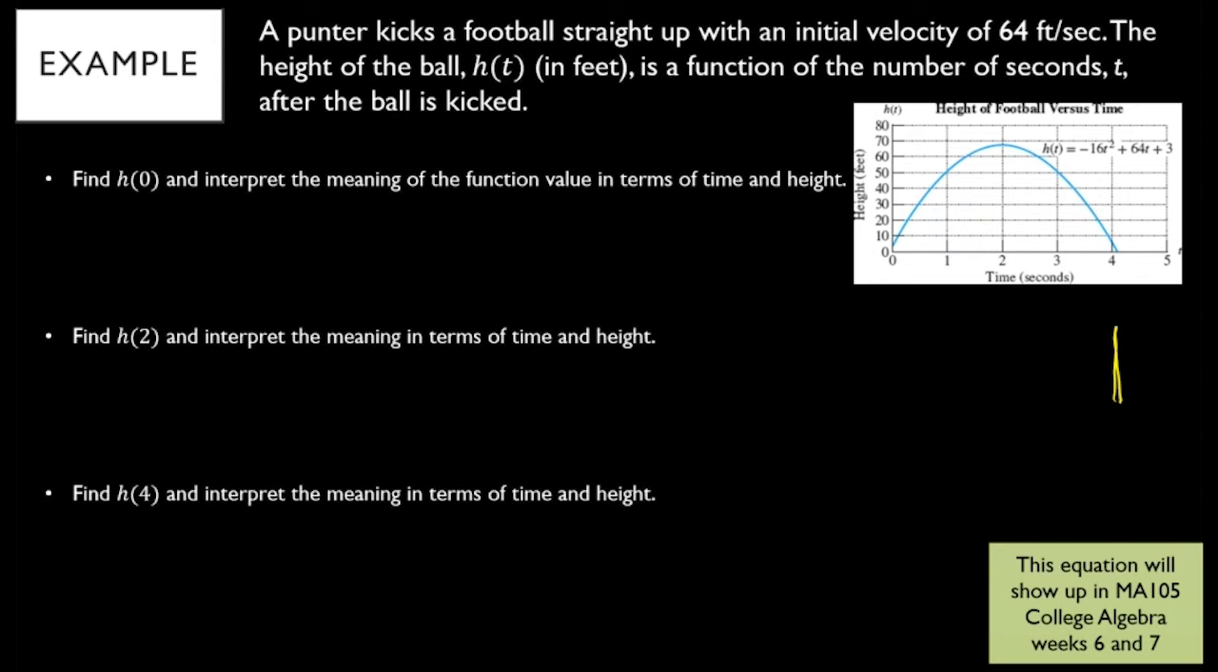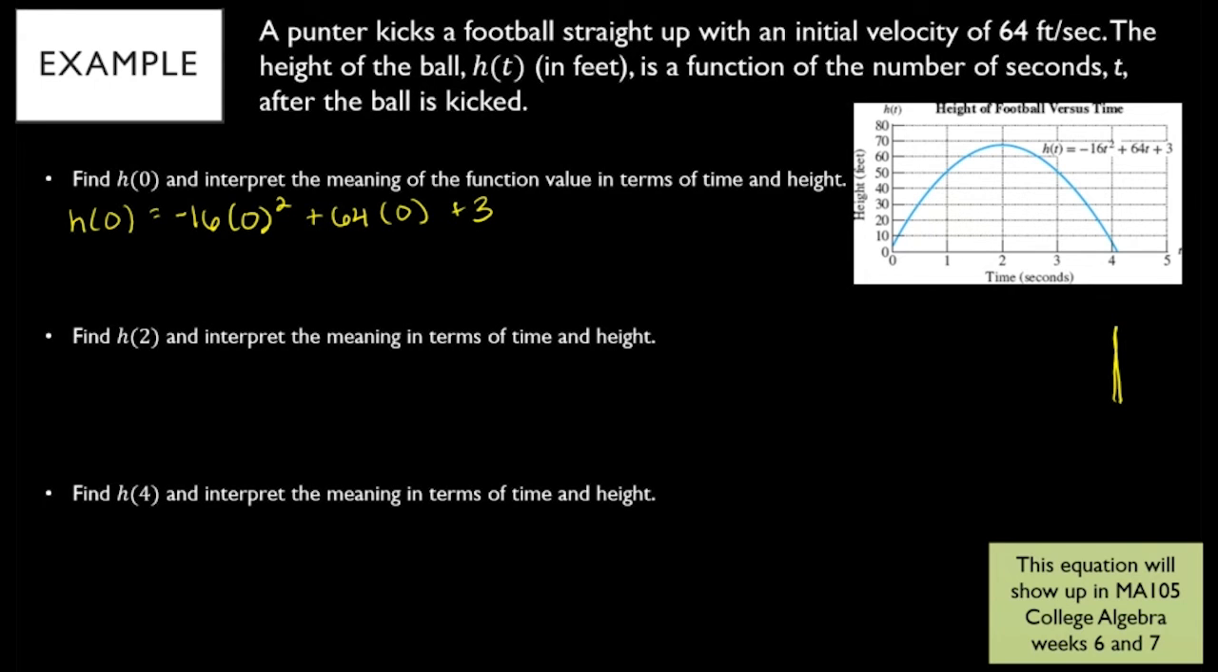And you'll learn where that equation comes from in college algebra. It's actually an equation that's related to physics and is a very good model for this kind of thing. So our first part, find h of 0 and interpret the meaning of the function value in terms of time and height. So h of 0 means we're plugging 0 in for t. So our equation is negative 16t squared, so that's going to be 0 squared, plus 64t, so that's going to be 64 times 0, plus 3.